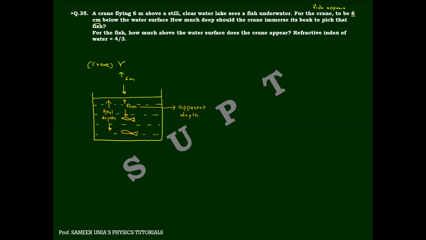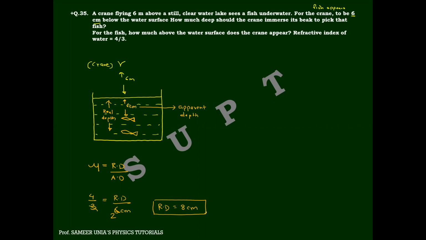What formula will I use? Mu is equal to real depth upon apparent depth. Mu कितना है? पानी का mu 4/3 with respect to air है, तो air का तो 1 ही होता है. Real depth हमको पता नहीं है. Apparent depth is 6 centimeter. So real depth will be how many centimeter?